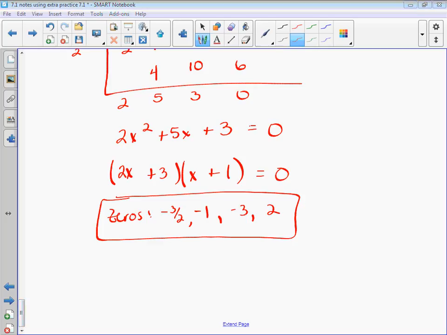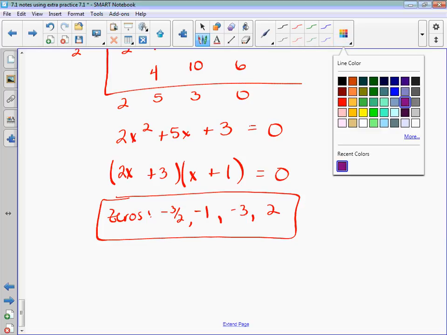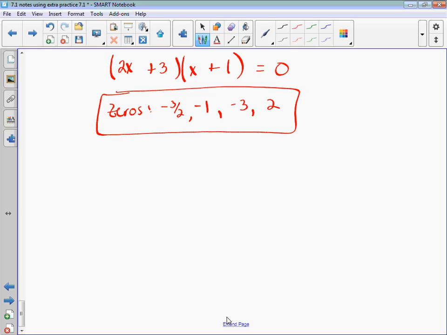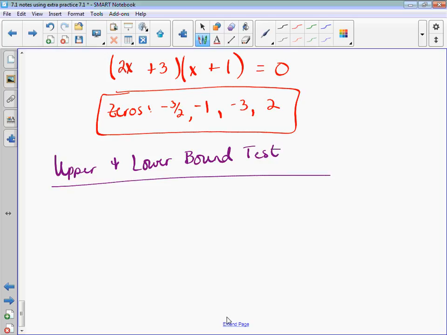I know this is a long day of notes. All right, guys, we have what is called the upper and lower bound test. This is your last lengthy thing to jot down. Upper and lower bound test. We're almost done, guys. I promise. I'm on a new piece of paper.